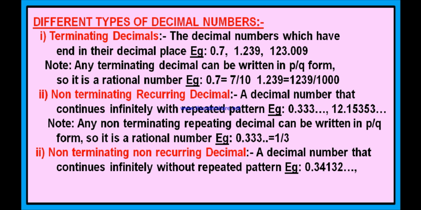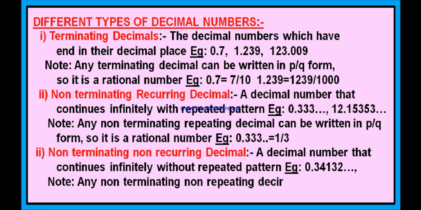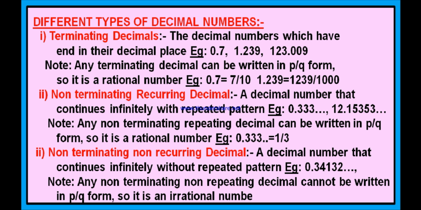Any non-terminating and non-recurring decimal cannot be written in the form of p by q. You cannot write it in the form of a fraction. Any non-terminating non-repeating decimal cannot be written in the form of p by q. Since it cannot be written in the form of p by q, it is not a rational number. So if a number is not rational, then how can you call it? Yes, good. If a number is not rational, then you can call it an irrational number.